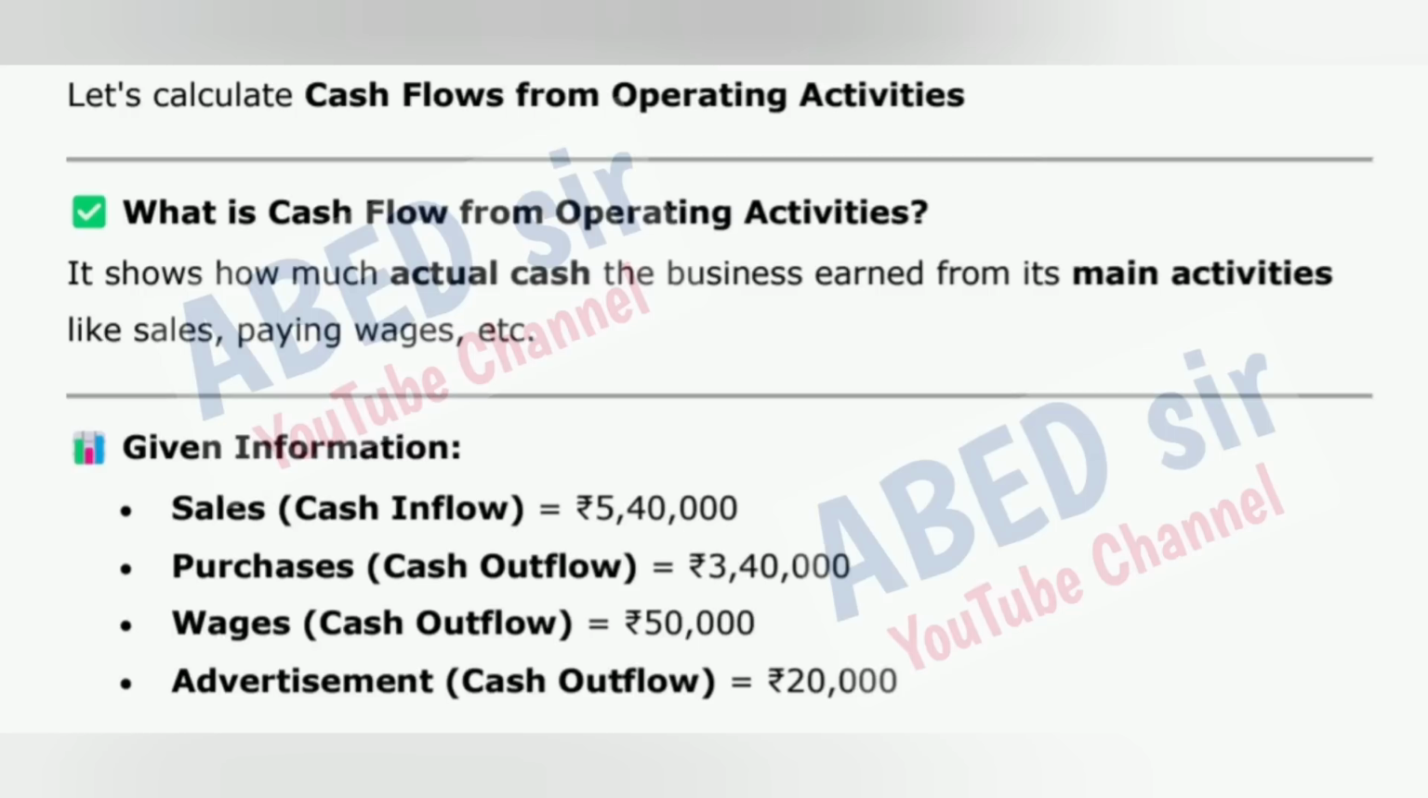Given information. Sales, cash inflow, is equal to 5,40,000 rupees. Purchases, cash outflow, is equal to 3,40,000 rupees. Wages, cash outflow, is equal to 50,000 rupees. Advertisement, cash outflow, is equal to 20,000 rupees.